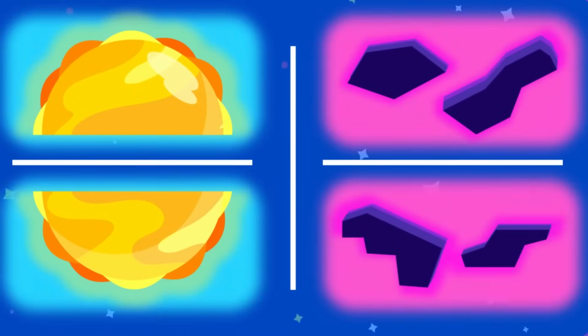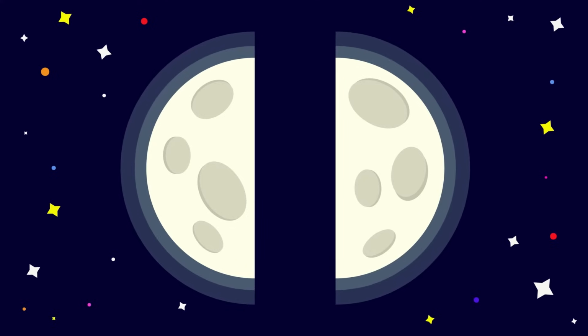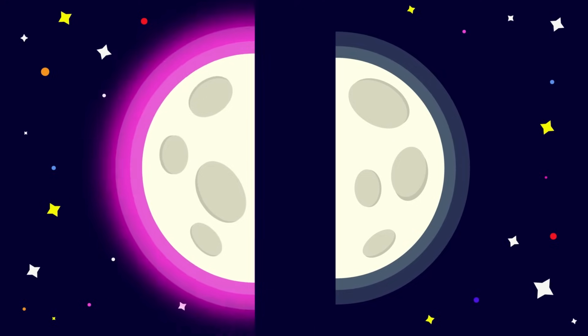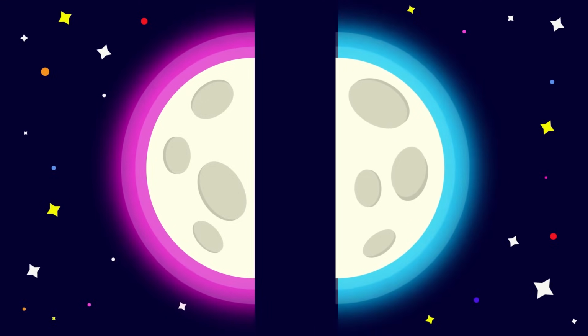Halving is when something is split into two parts or groups. Let's explore. This is a whole moon. Let's split it into two equal parts. This is 1/2 of the moon, and this is 1/2 of the moon.